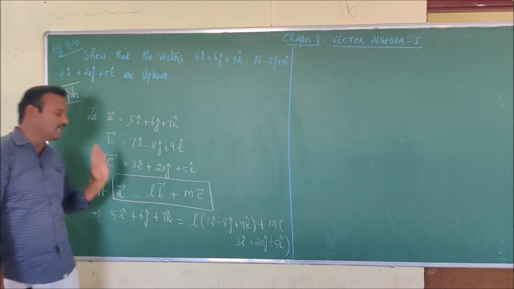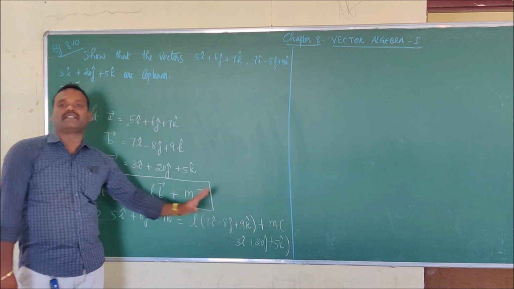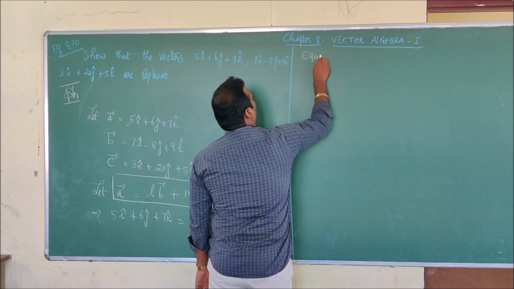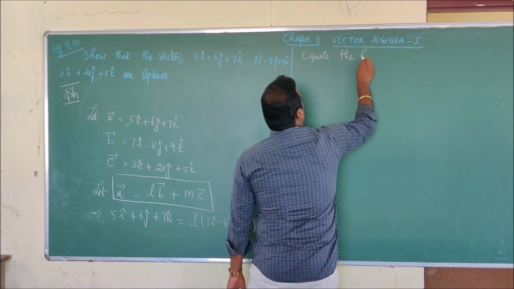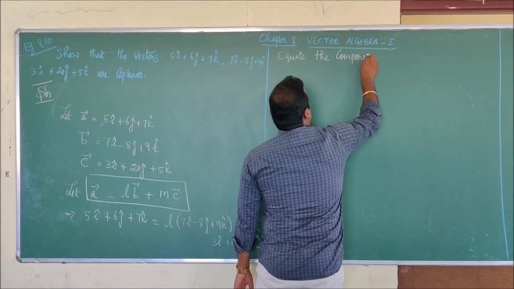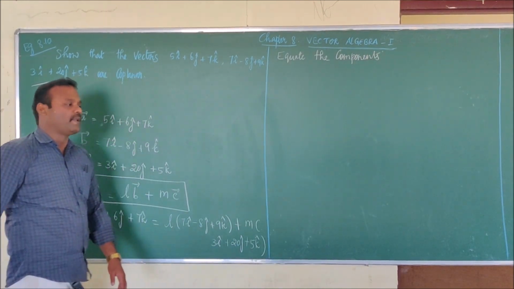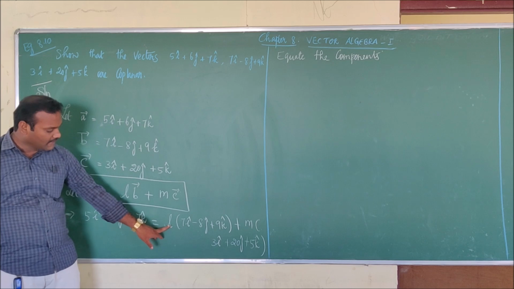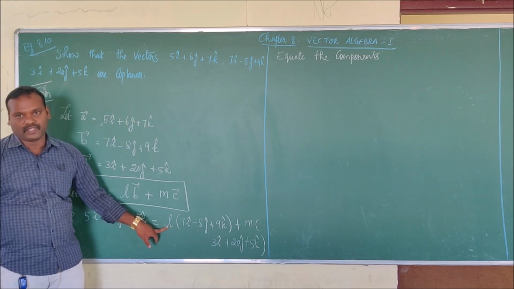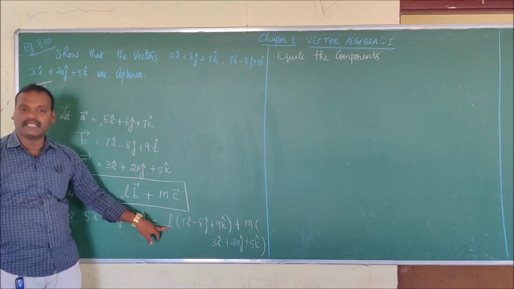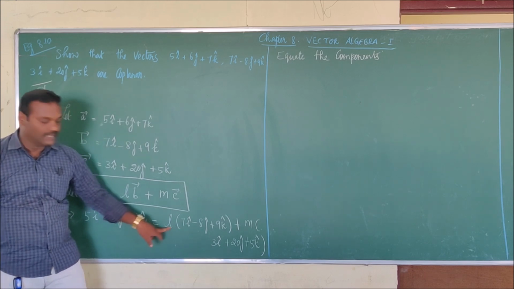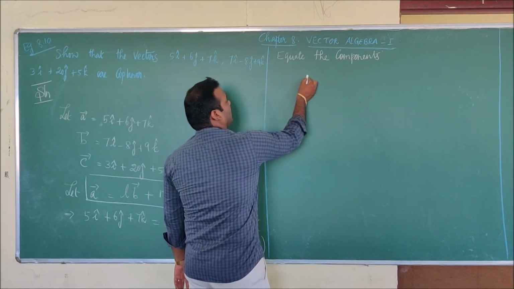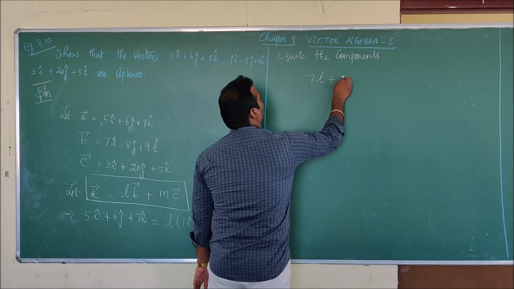How to check? You have to equate the components of i, j and k. Next we are going to equate the components. First you have to equate the i cap components. For the i components, here it is 7 into L, which is 7L. Here M into 3 is 3M. So on the right hand side we have 7L plus 3M.